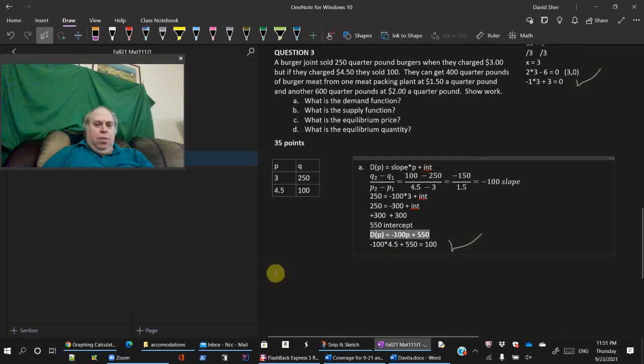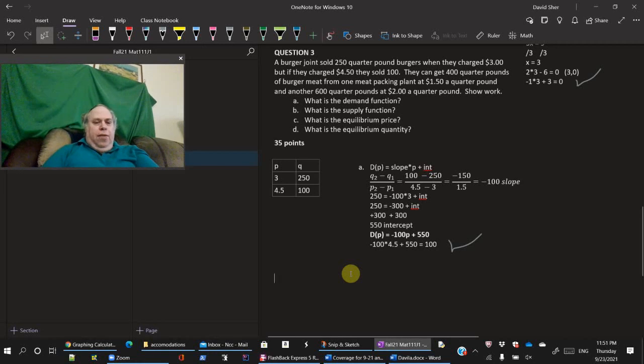Now let's do part B. Part B is a little trickier. They can get 400 quarter-pound burgers from one meat packing plant at $1.50 a quarter pound, and from another they have 600 at $2 a quarter pound. They're not going to just go and buy 600 at the more expensive place. Any normal retailer will try to get the cheapest price they can. So this is what I'm going to call a mixture problem.